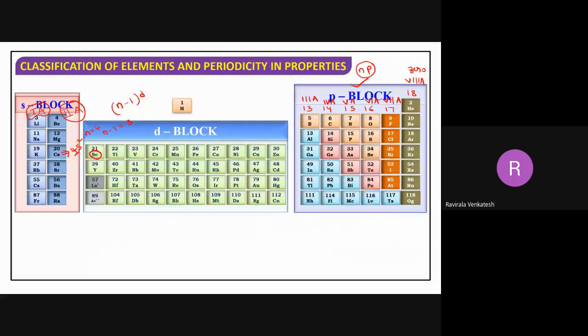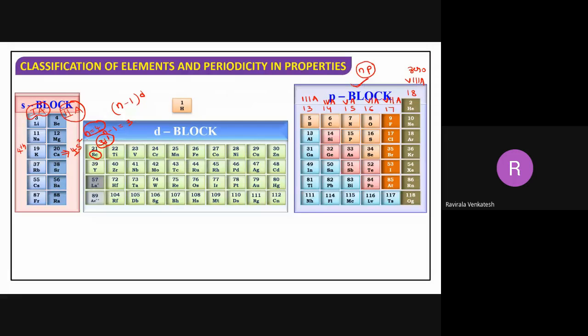Now, the configuration of scandium, if you observe, is 3d1. Now, the differentiating electron is entering which orbital? n-1 d orbital, right? Why? Because n is equal to 4 here, because it's the 4th period. Scandium belongs to which period? 4th period. Then n is equal to 4 here. But the differentiating electron, the last electron, is not entering the 4th orbit, it is entering n-1, the 3rd orbit.